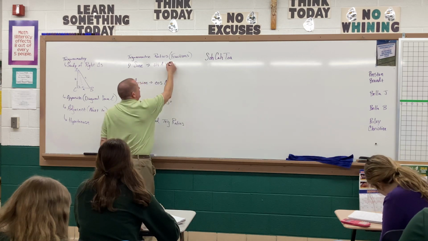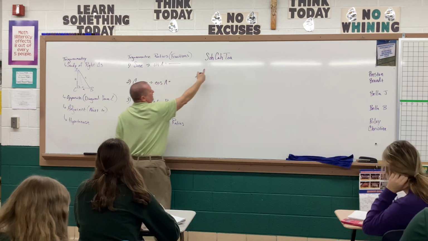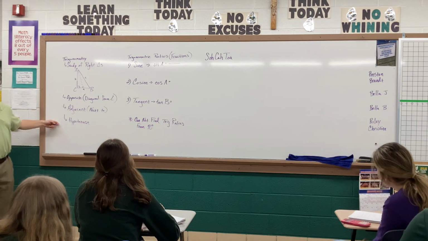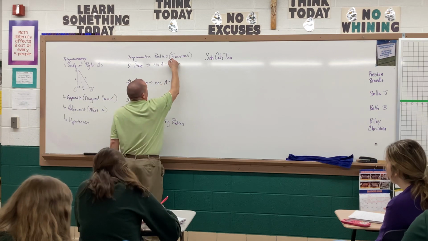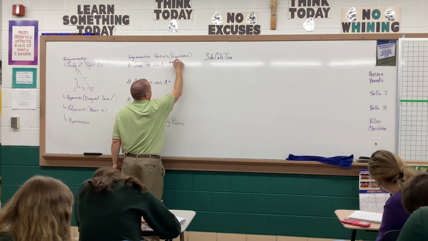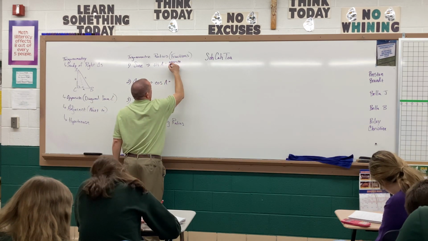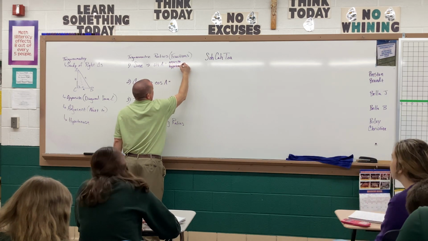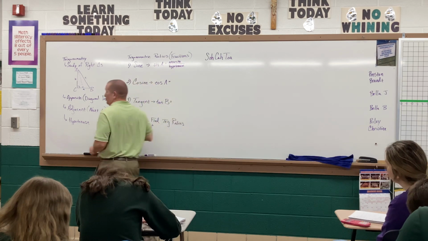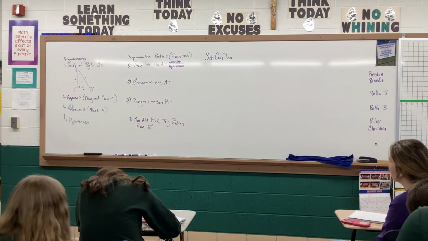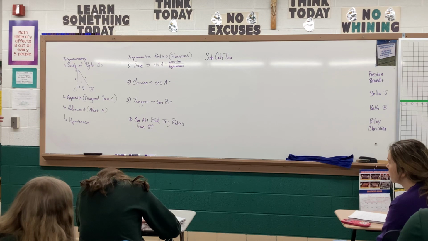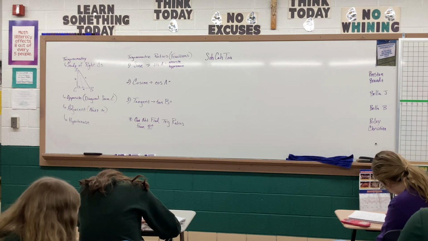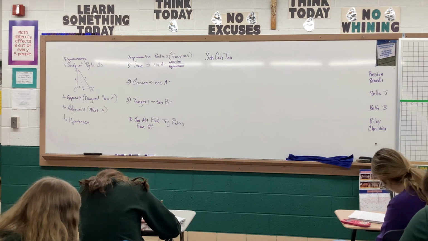So the fraction for sine is O and H. Well, what do O and H stand for? Opposite over hypotenuse. So I'm going to have the opposite side over the hypotenuse. Ladies and gentlemen, you are not using your calculator for this. You are not punching anything into your calculator for this particular kind of problem. You're simply making a fraction.